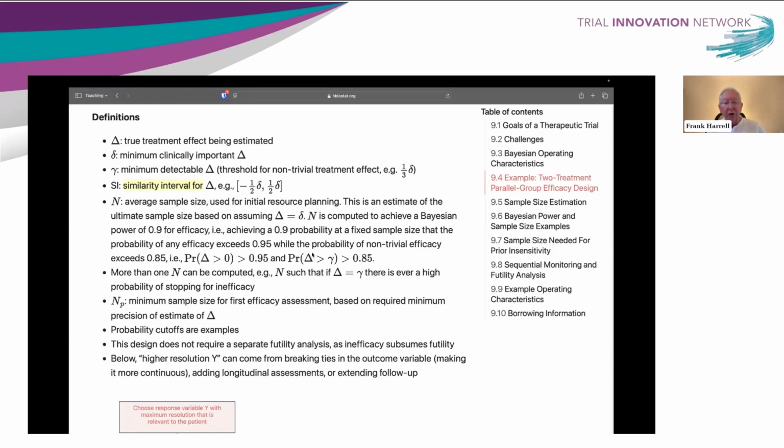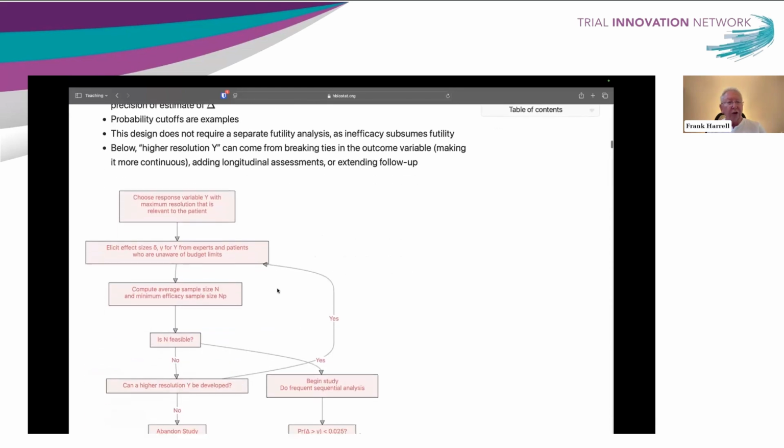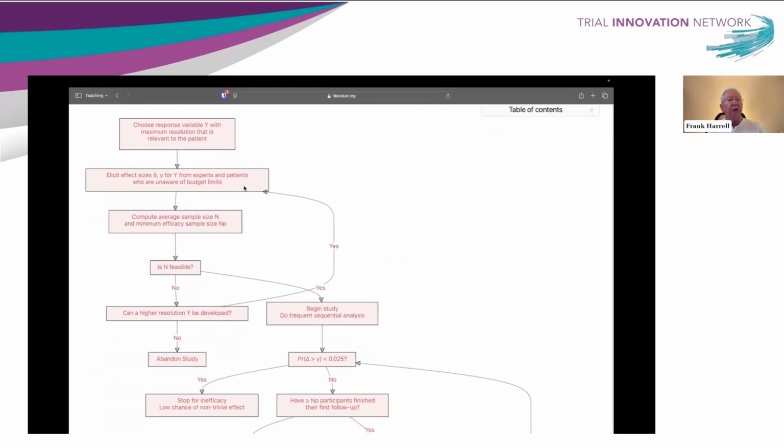That probability needs to be really large. And the probability that the improvement is more than trivial doesn't have to be quite as high, but it's 0.85. So I'm going to require both of these to be true. So I've got a pretty good chance the treatment effect is not trivial and a really good chance that it's in the right direction. And then there's a lot of other stuff you can say about this, but this is what the design is.